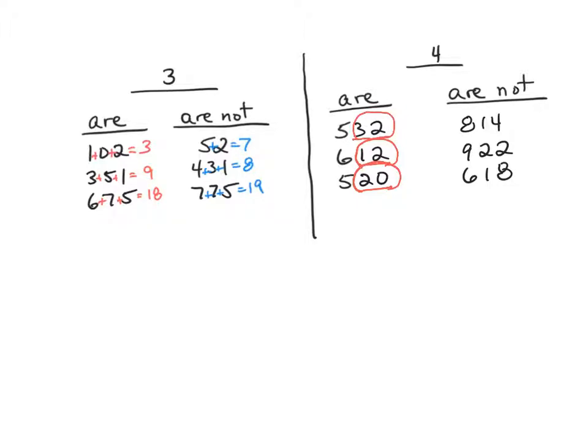When I take a look at the numbers in the right-hand column, 14 is not divisible by 4. 22 is not divisible by 4. 18 is not divisible by 4. So, those numbers are not divisible by 4. In order for a number to be divisible by 4, the digits in the tens and ones column that form a number have to be divisible by 4.